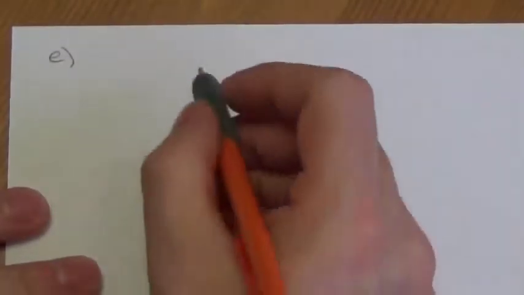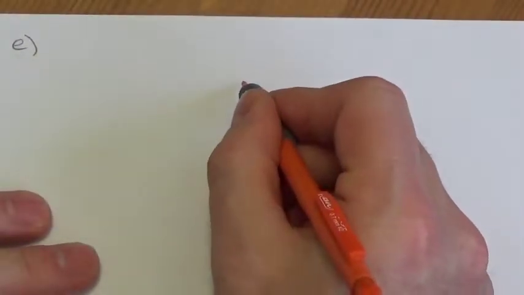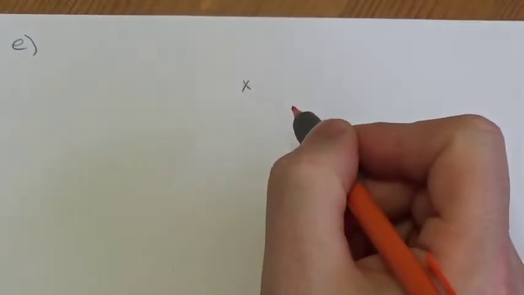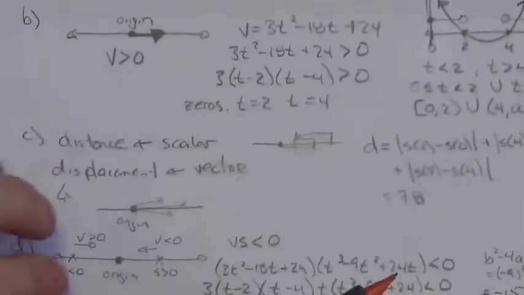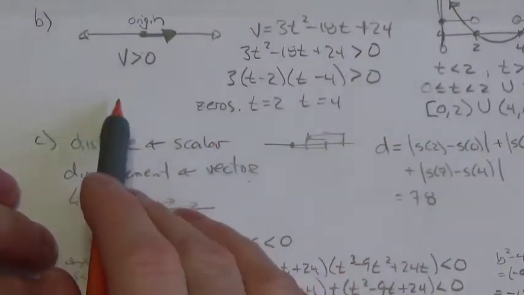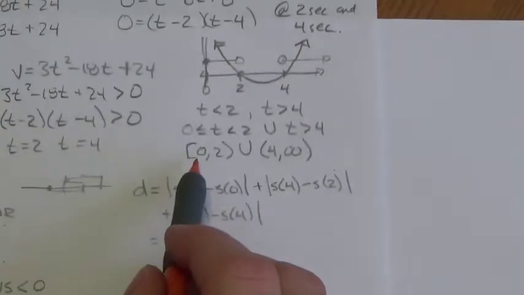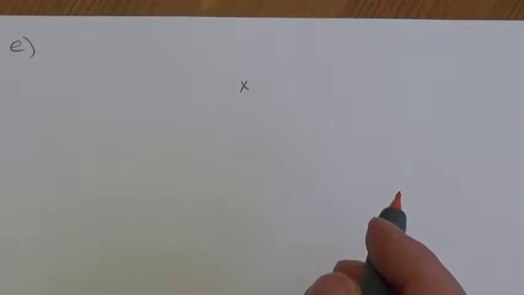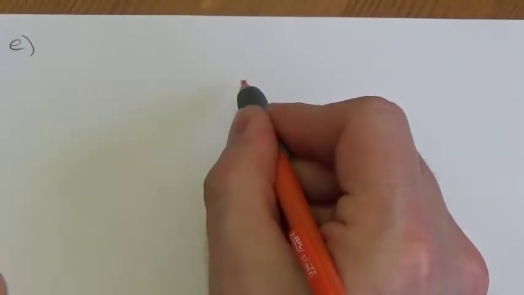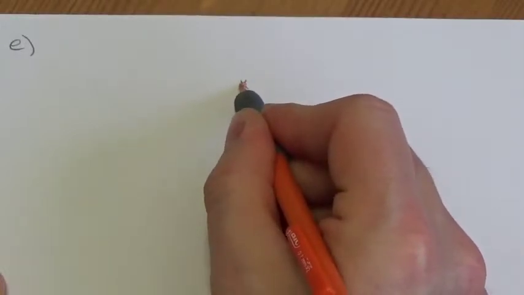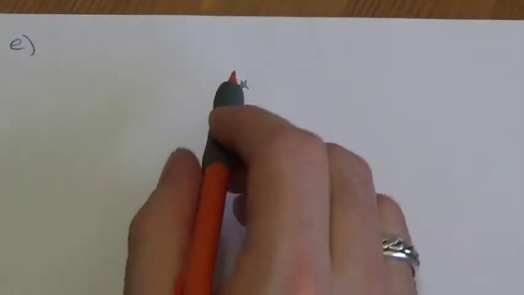So what we're going to do here is I'm going to give myself a little bit of room. I'm going to start kind of in the middle of the page. Here's my origin. Now, I know, based on the work that I've done already, that this thing is moving in a positive direction on the intervals 0 to 2 seconds, 4 to infinity. So I know that for the first 2 seconds at least, it's going to start here. And actually what I might want to do is figure out what the initial, sorry, I shouldn't even put that there.